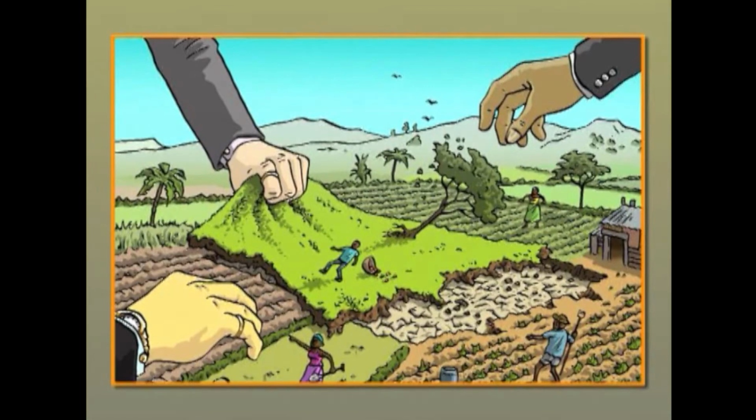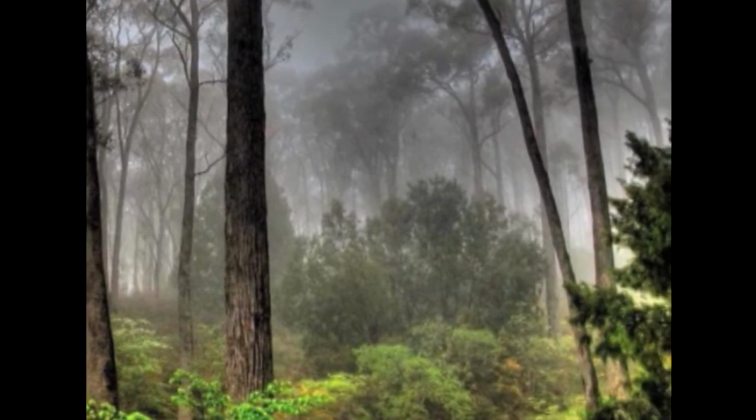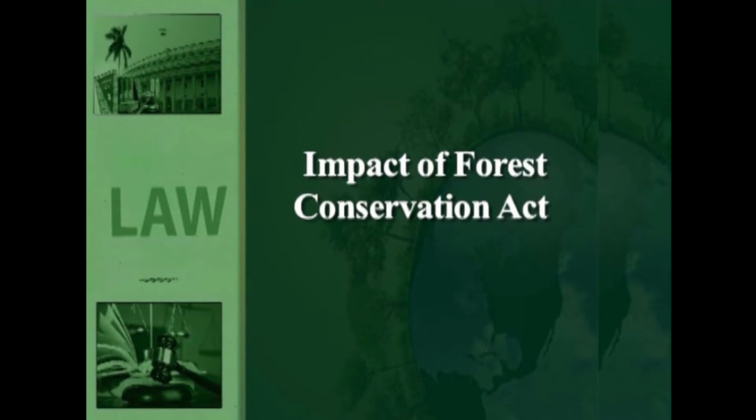However, in the year 1988, the Act was further amended to include two new provisions, where it sought to restrict leasing of forest land to private individuals, authorities, and corporations not owned by the government, and also restricting clear felling of naturally grown trees. Let us deal with the impact of the Forest Conservation Act.